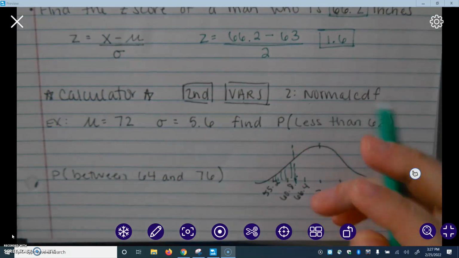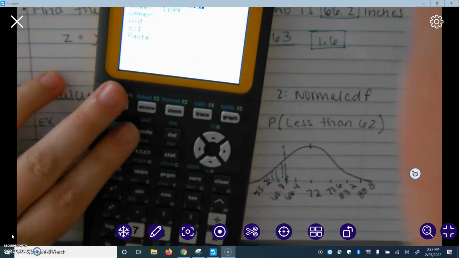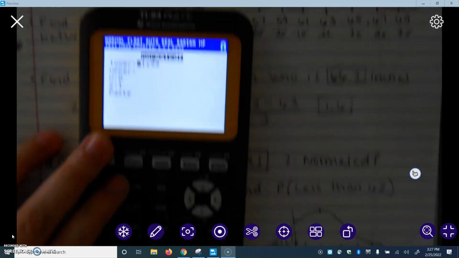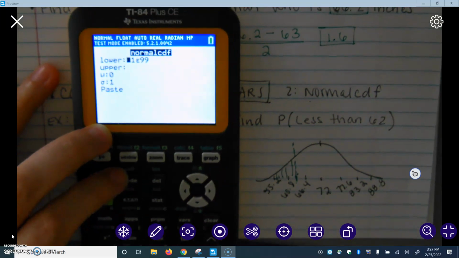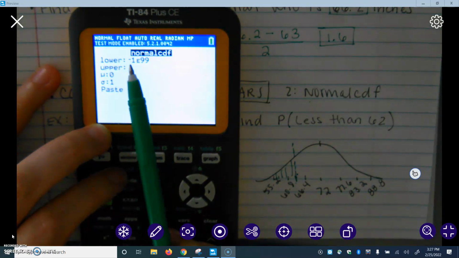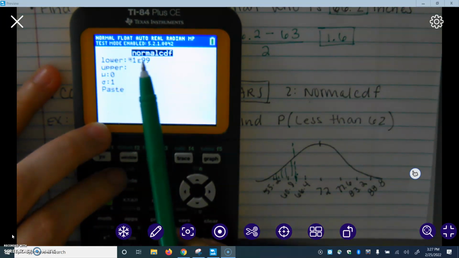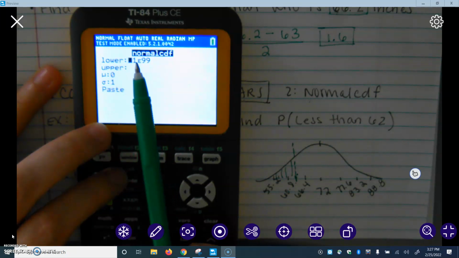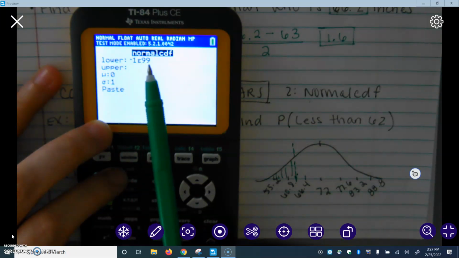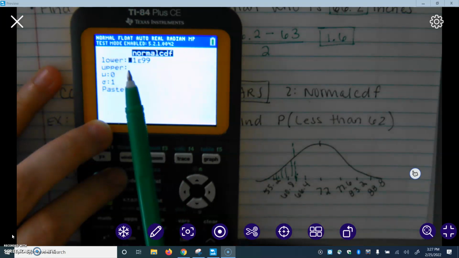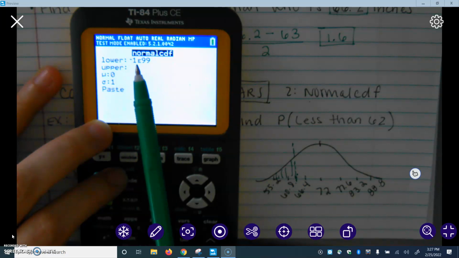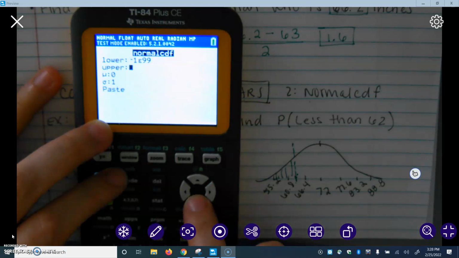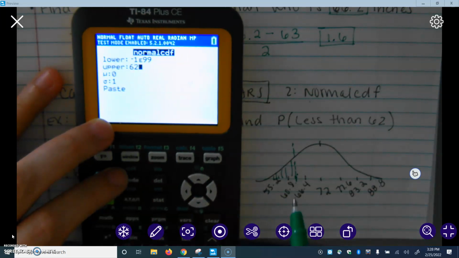Second vars, option 2. So the default setting on the calculator is to shade the area to the left. So that's why my lower bound is -1 E99. It basically is like -1 times 10 to the 99th power. So that's like practically negative infinity. It's -1 with 99 zeros. The upper is going to be the 62 that I'm looking for.